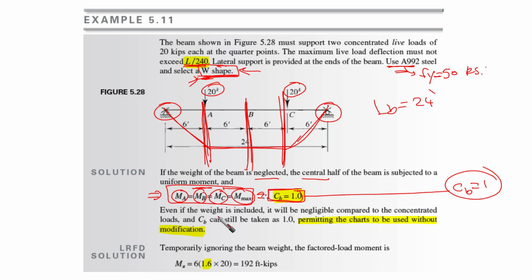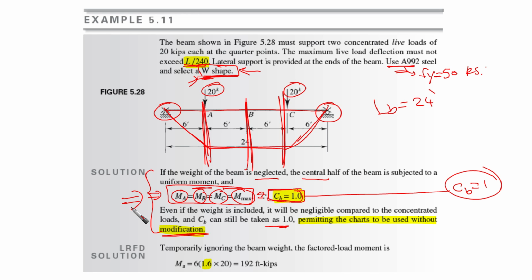Even if the weight is included, it will be negligible compared to the concentrated loads, and Cb can still be taken as 1. Maybe you are going to ask if we take the weight of the beam, would the moments change? Actually, they are not going to change that much to be considered, and Cb can still be taken as 1, permitting the charts to be used without modification. So this is step number 1, as we have mentioned before.